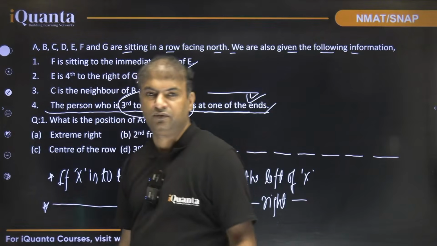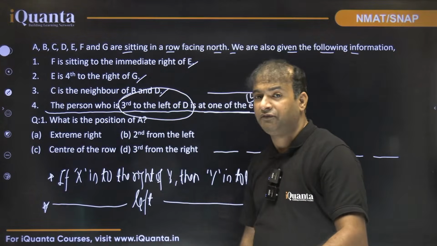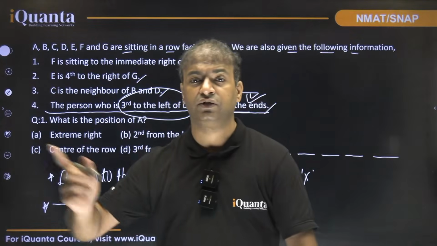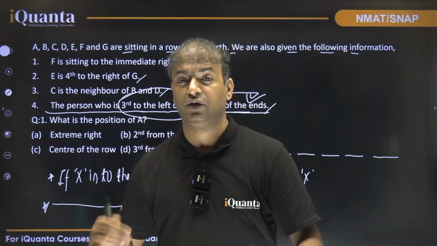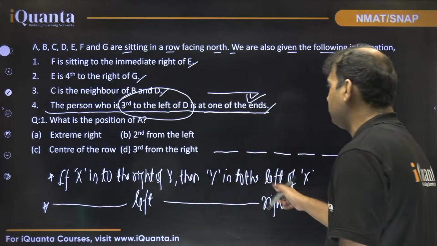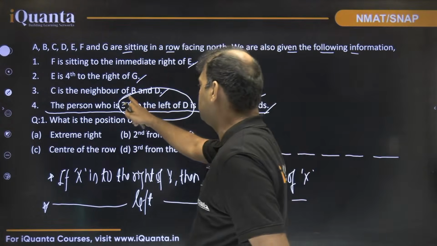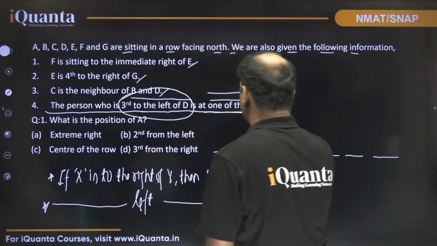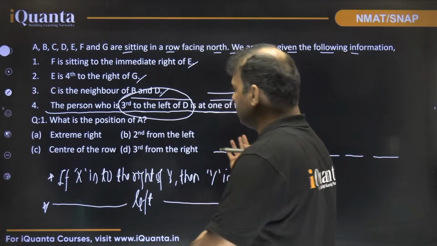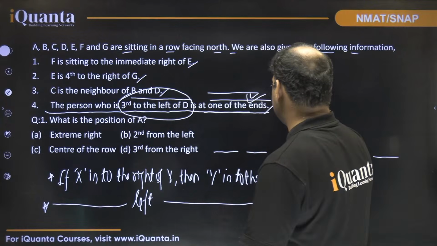This can also help a few times, all right? If one person is to the left of the other, then the other one should obviously be to the right of the first one. We can use this immediately. So I'm going to use this point here. They are saying that the person who is third left of D is at one of the ends, right? So guys, by doing vice versa to this, what can we say?